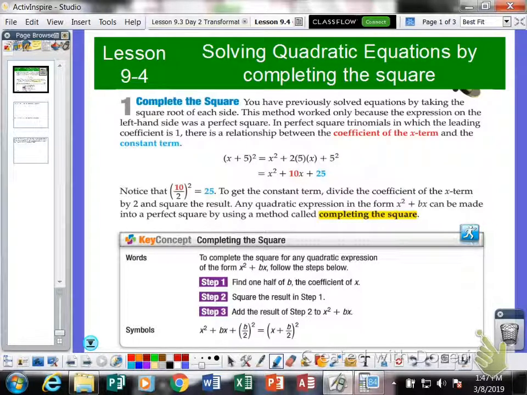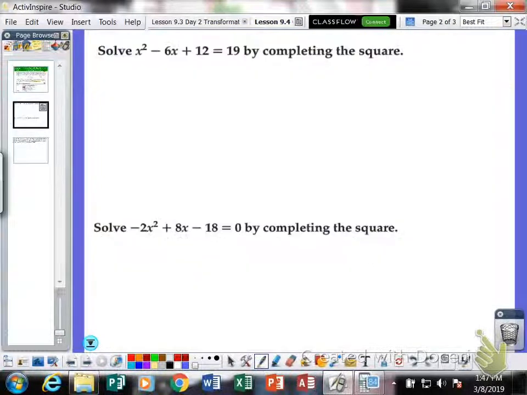So basically, completing the square, you want to take the b term, cut it in half, square it, and then that will give us our c term. If you want to think of a formula, b divided by 2, quantity squared will give us our c, because we want to be able to complete the square. So let's go ahead and take a look at this.